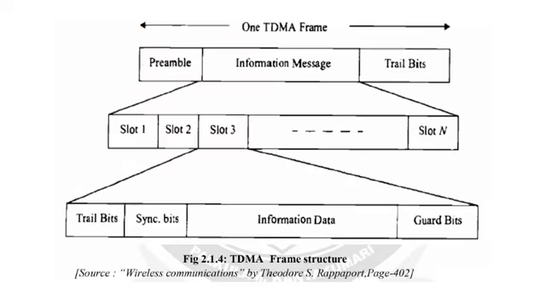This is a TDMA frame structure. Every slot has 8 bits. It has a preamble, information message bits, and tail bits. Then slot 1, tail bits. This is the frame structure of TDMA.